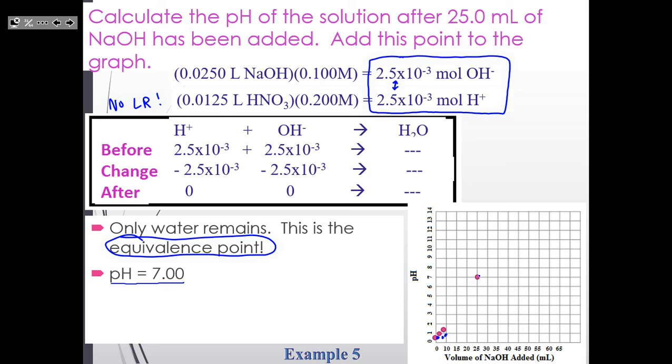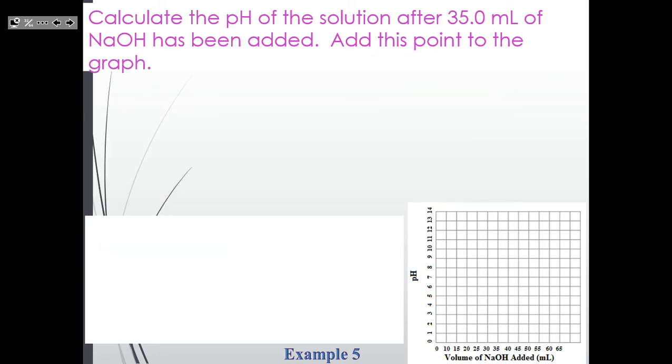Huge jump at the equivalence. So we've got this spike right here. We have reached equivalence. So knowing that we've reached the equivalence point, any extra addition of base is now going to continue to spike our pH above 7. And what we're going to notice is that there is now more hydroxide remaining. So let's see how that plays out here.